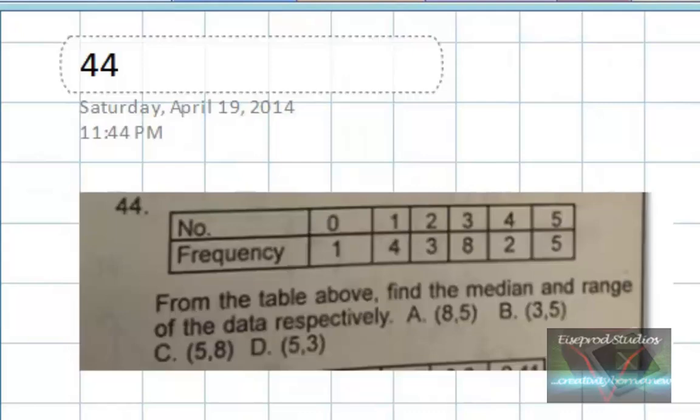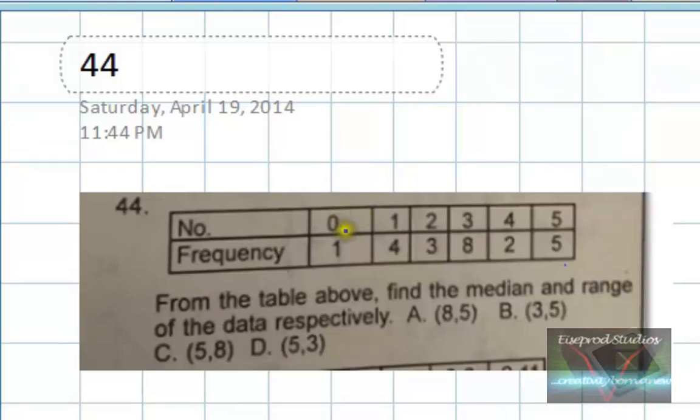Question 44 gives us a table, and it wants us to find the median and the range of the data within this table. So the numbers are up here, and the frequency that these numbers appear are down here. So let's start by listing out the numbers in order and by frequency.